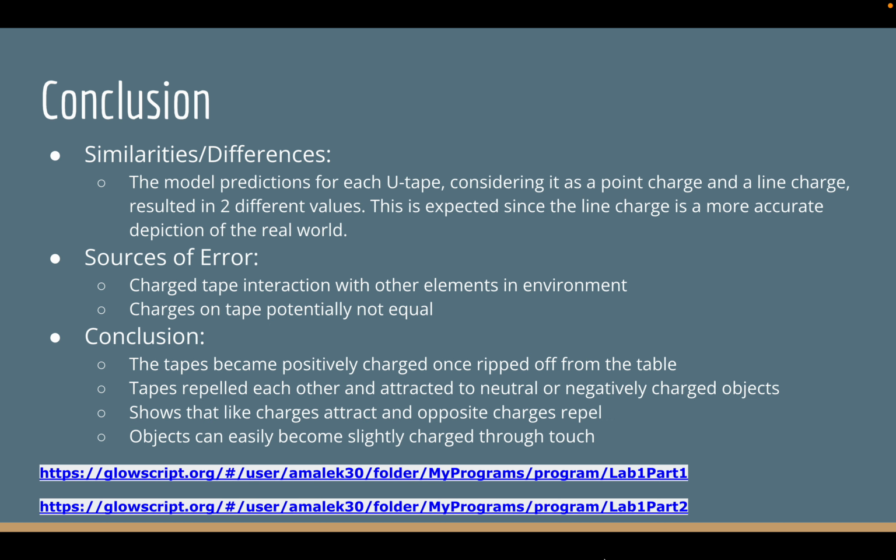The models resulted in two different values, as one was calculated as a point charge and the other as a line charge. The line charge was closer to the calculated value since it is a more accurate depiction of the real world. Some errors could have been caused by the interaction with other elements in the environment, and it's possible that the tape charges are not equal. In conclusion, since the tapes were positively charged and repelled each other, this confirms that like charges repel and opposites attract. We can see that objects can easily become slightly charged through touch.